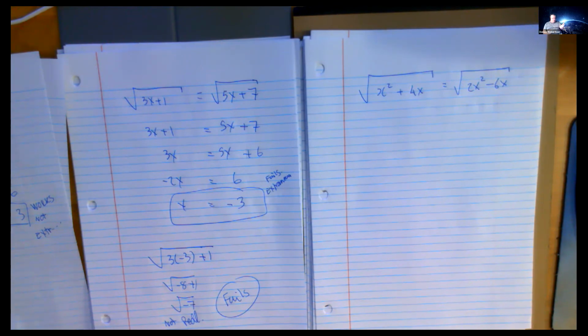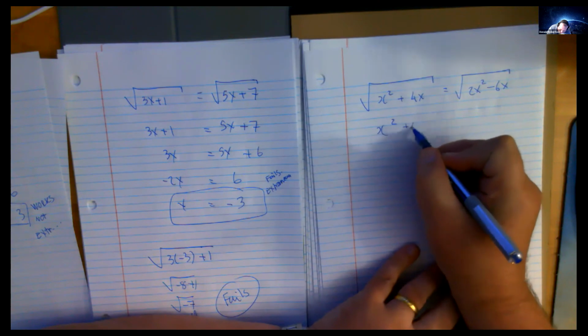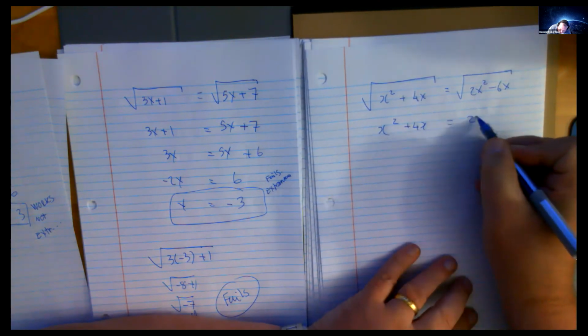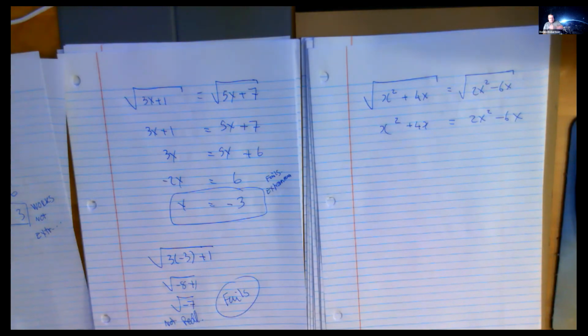Okay, very similar to the one on the left, isn't it? Aren't I just going to square both sides? Now that's going to get me x squared plus 4x, and that's going to get me 2x squared, take away 6x. Can you see that this is a quadratic, right? It's got x squared in it, so we have a different strategy for this.